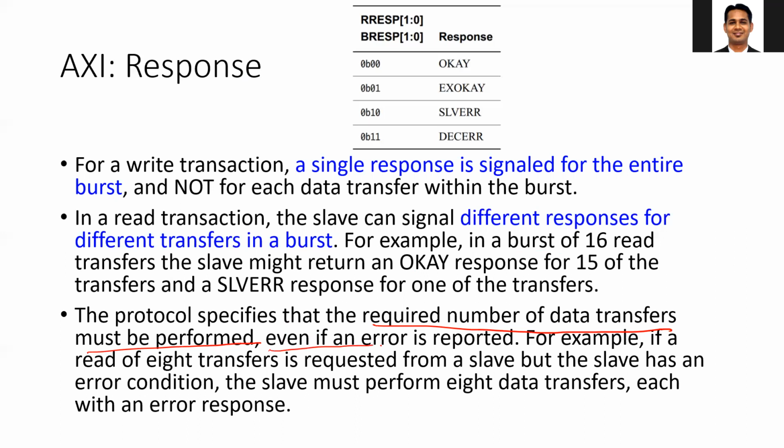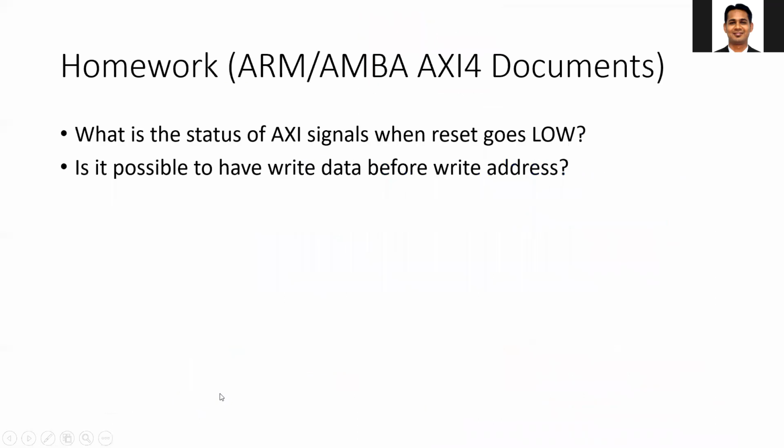What it can do is make the error signal high, indicating to the master that I am sending you the data, but this data is corrupted. For example, if 8 transfers are requested from the slave, but the slave has an error condition, the slave must perform the 8 data transfers, each with the error response. So this completes the discussion on the AXI memory map.